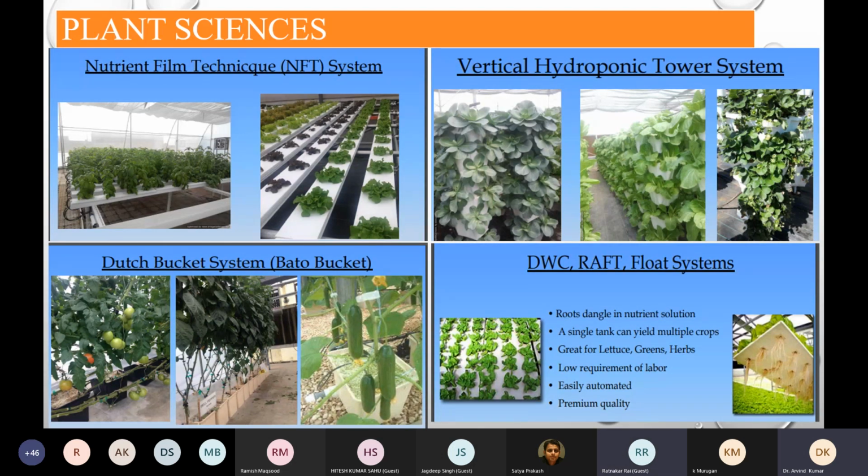Now, these are some of the pictures. This is the NFT growing basil in Pune. This again, lettuce growing in NFT. And then these are the vertical systems which I've already explained to you, and ebb and flow methods and Dutch buckets.